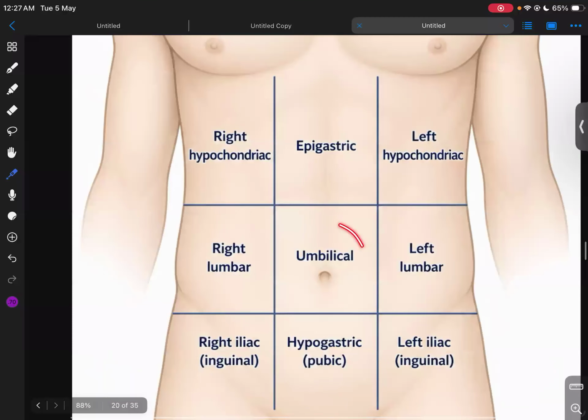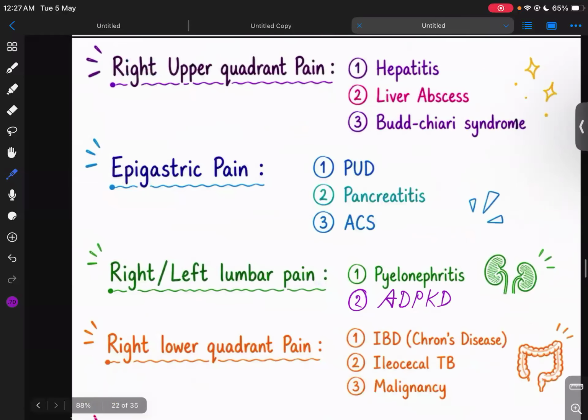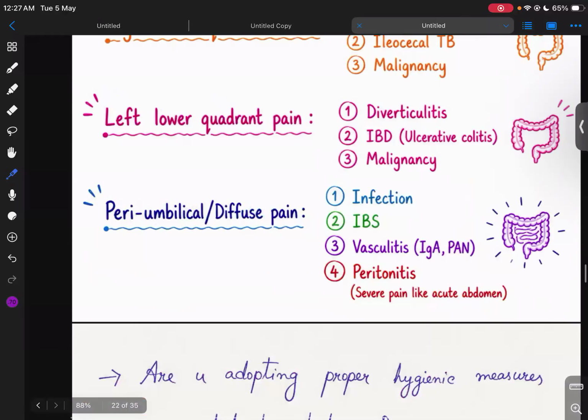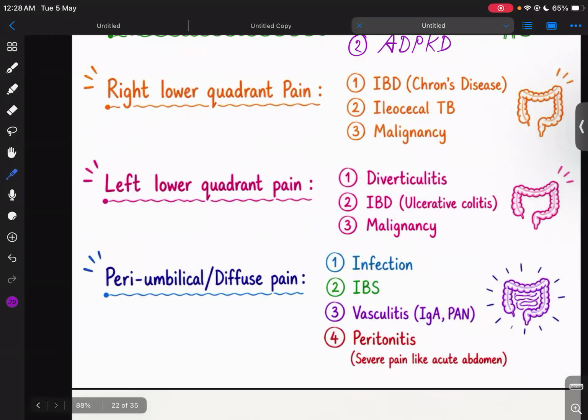Now only the periumbilical region is left. In the periumbilical region, or we can call it diffuse pain, it can be due to infection or IBS or vasculitis. This vasculitis can be due to IgA nephropathy or polyarteritis nodosa, or this diffuse pain can be due to peritonitis, but this pain will be severe like acute abdomen. So these are the differential diagnoses based on the quadrant.